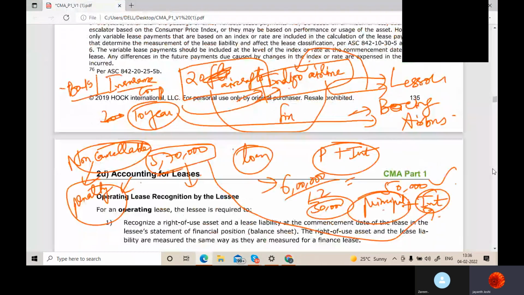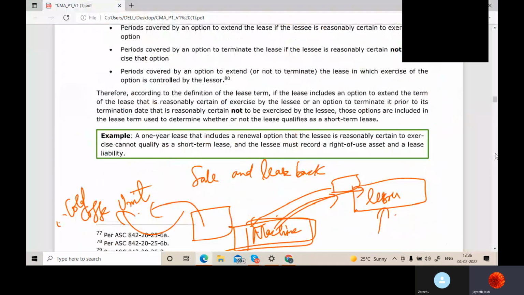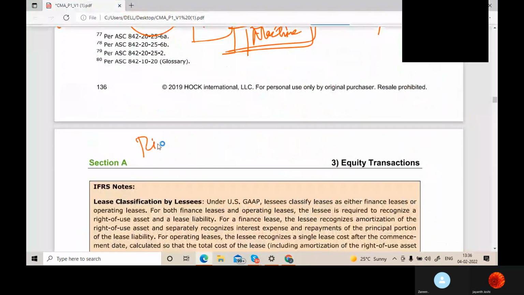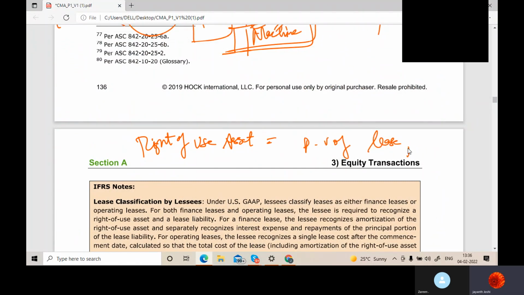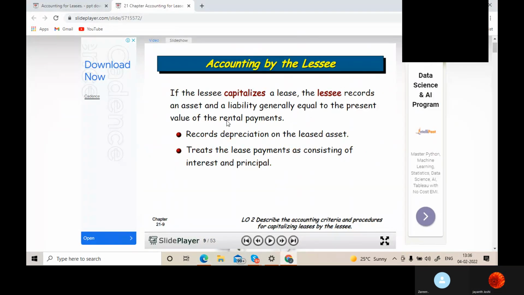So we can write: right of use asset is equal to present value of lease payments. And then you will definitely be recording depreciation for the lease asset and also the lease payments. Whatever you will be doing would be a combination of interest and principal. Isn't it so?